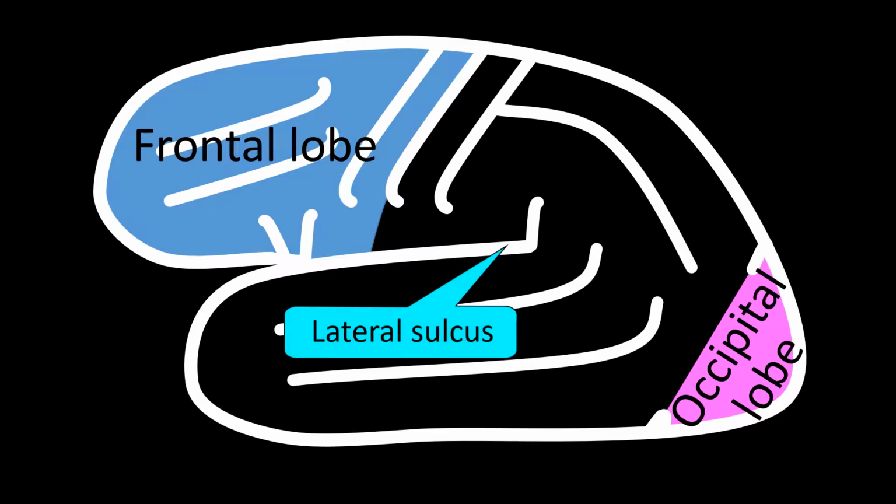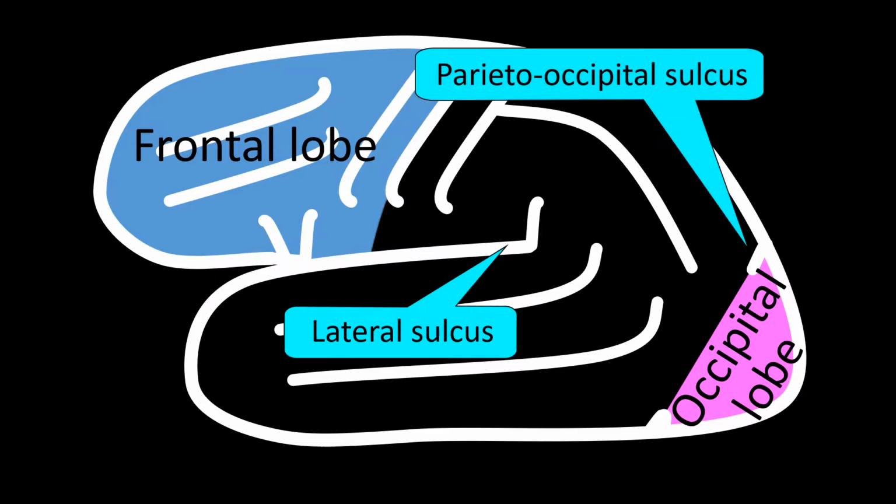Now go to the end of the lateral sulcus, just before the posterior ramus takes off, and find the parietal occipital sulcus. Draw a line between them.